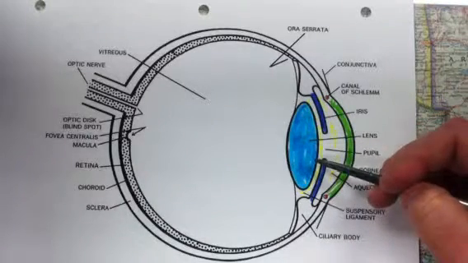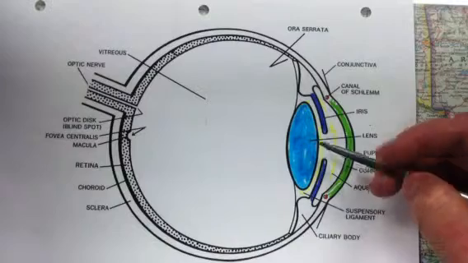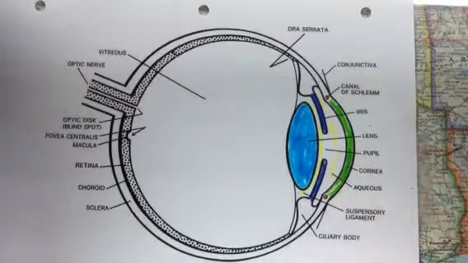Now, the lens is suspended from the ciliary body by suspensory ligaments. And we don't have them shown here, but I'll kind of draw them in real quick.